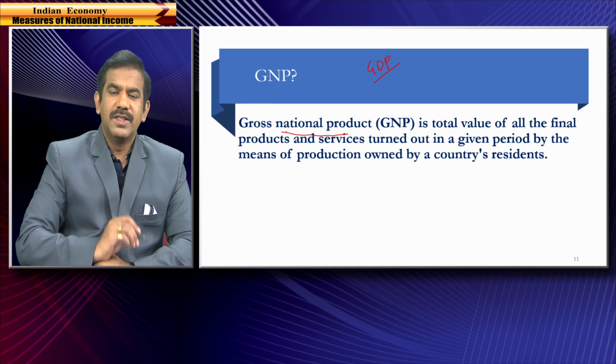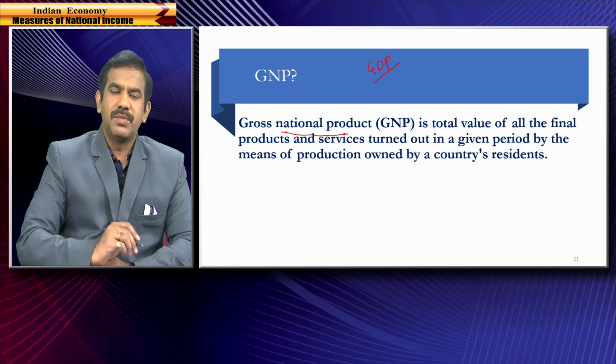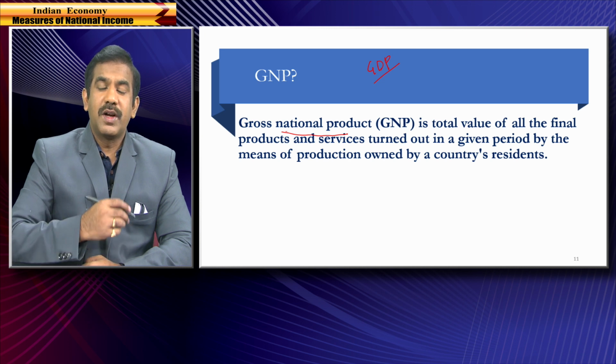His nationality is Indian, and hence any amount of money your brother makes even outside India is part of our GNP. But the money he makes outside India is not considered part of our GDP. That's the only difference. So GDP is a domestic product, GNP is a national product. I mean the value of all final goods and services produced in a given period of time by the means of production owned by a country's residents.